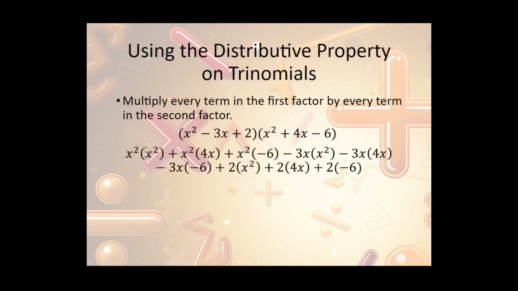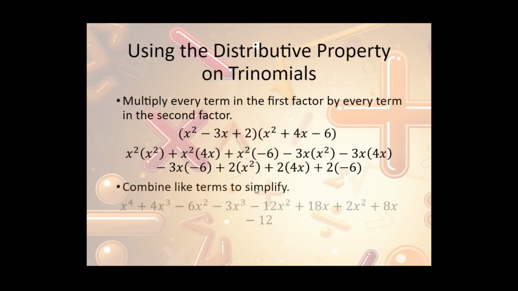So we get x squared times x squared is x to the fourth. We get x squared times 4x is 4x cubed. X squared times negative 6 is negative 6x squared, and so on. And we end up with this. Now we just combine like terms.